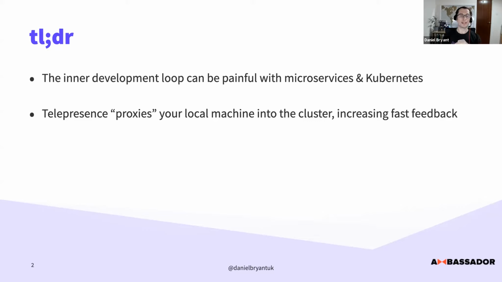Telepresence, an open source CNCF tool, proxies your local machine, I've got my laptop to my side here, into a remote Kubernetes cluster. So I can address the network namespace in the cluster as if I was in the cluster. The demo will make this clear. It is a super powerful feature. It's the reason I actually joined Ambassador Labs when I saw it four or five years ago. I thought it was such a cool tool that I wanted to learn more and work with the company.